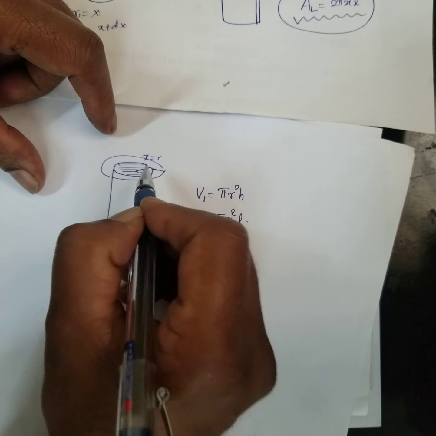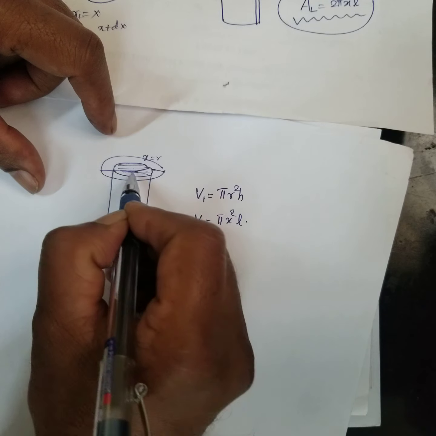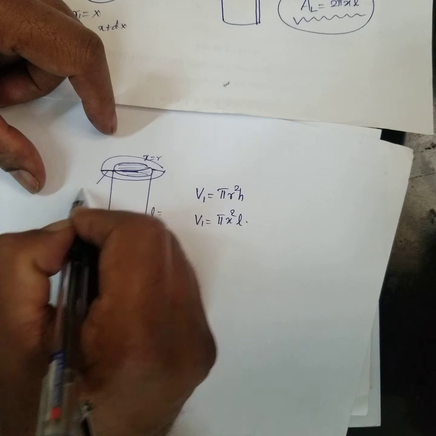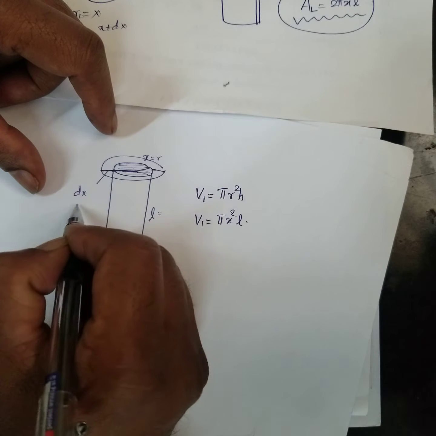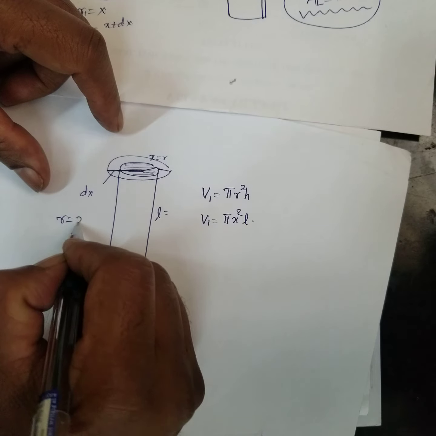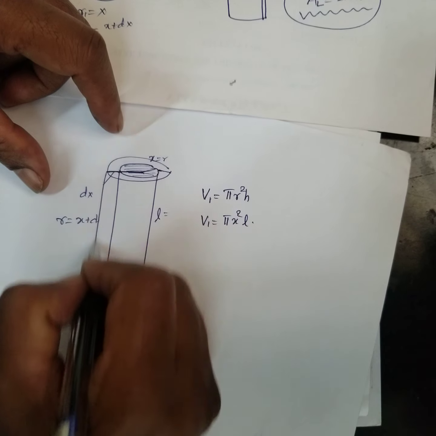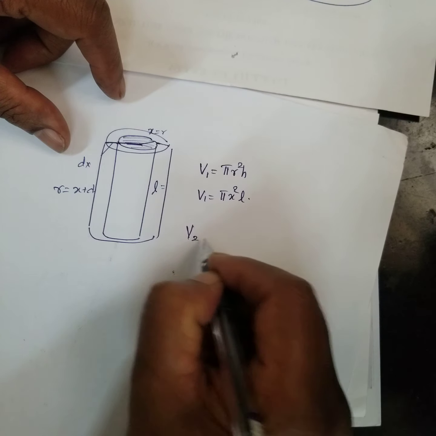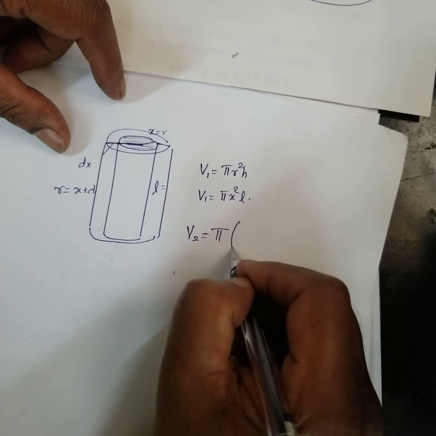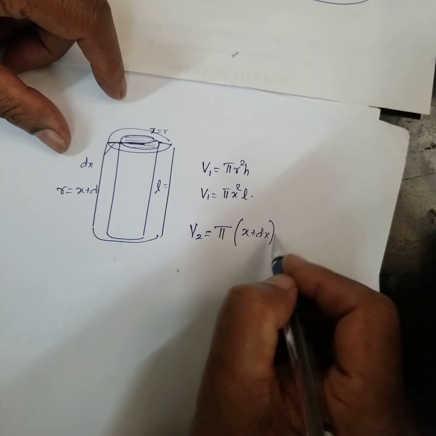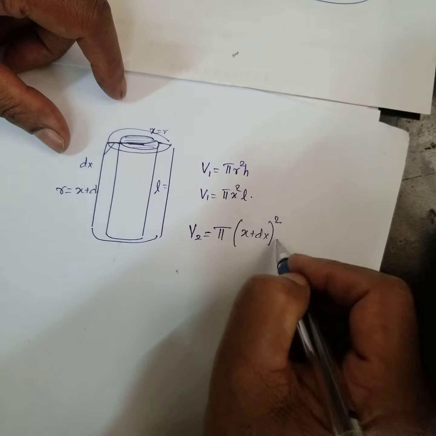Consider another coaxial cylinder whose thickness is dx, radius of this is x plus dx. Now what is the volume of this? V2 is equal to pi, radius is what? x plus dx whole square. Length is to be the same.